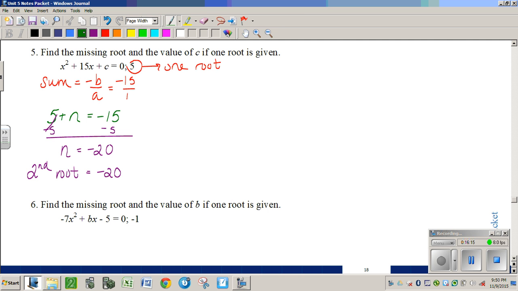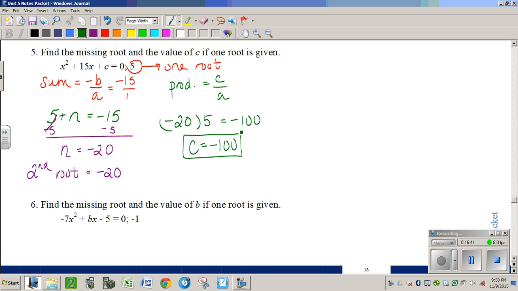So in order to find your c value, we're looking for the actual product, because remember the product was c over a. So you're going to take negative 20 and multiply it by 5, and what do you get for a value? Good, negative 100. So that means our c value, our product here, was negative 100, and because our a value is 1, we are good to go with that one. Okay, so when you're missing one of your values in your equation, and they give you one of the solutions, you have to use your knowledge of the sum and or the product to help you figure out that missing information.